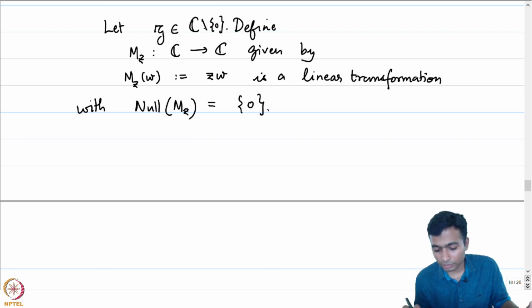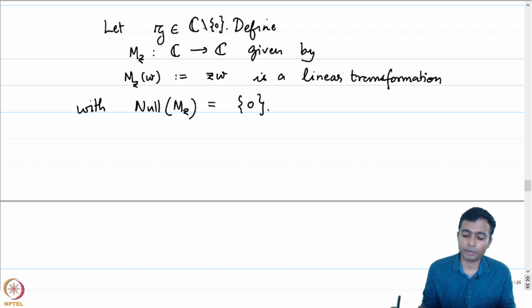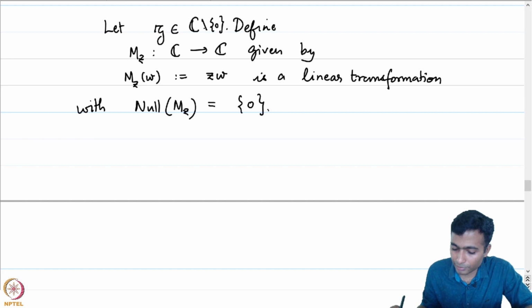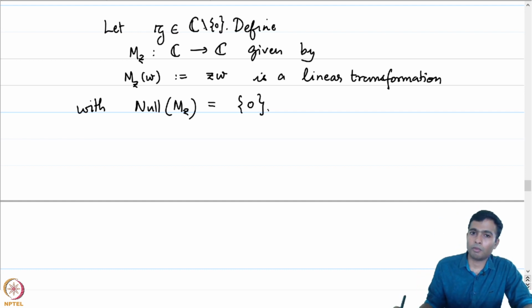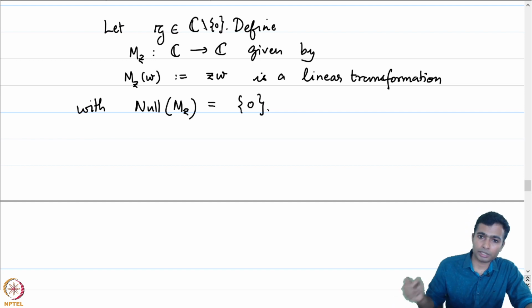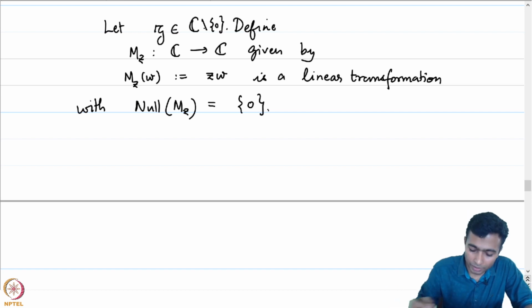So the only element in the null space of MZ is necessarily the 0 element. No other element can be in the null space. And therefore, MZ is an injective linear transformation from a two-dimensional vector space to itself. What can we say about an injective linear transformation from a finite dimensional vector space to itself? It should necessarily be surjective by the rank nullity theorem.